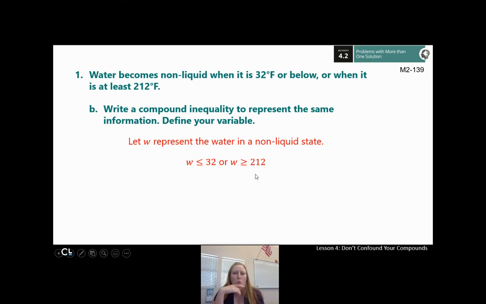And notice how it's an or this time. We said the and was generally the stuff in between, but or is not. Or is the stuff outside. It's not in between. It can be one or the other. It can't be both. So we used an or for this one. This was an or problem.